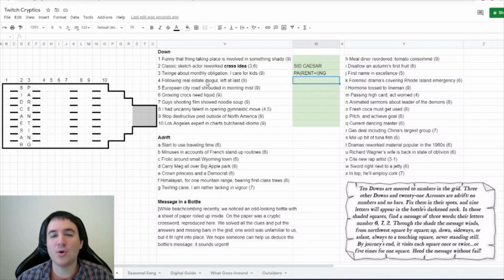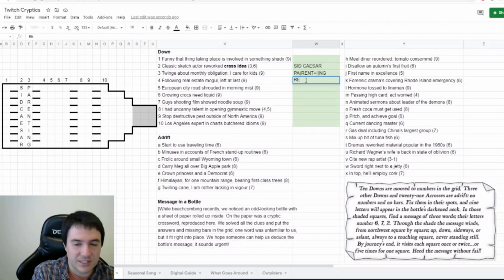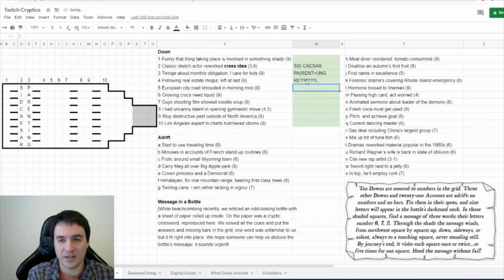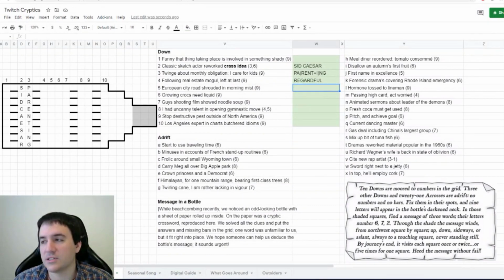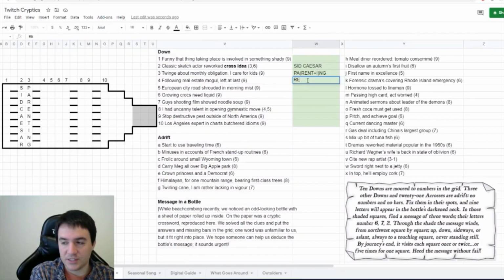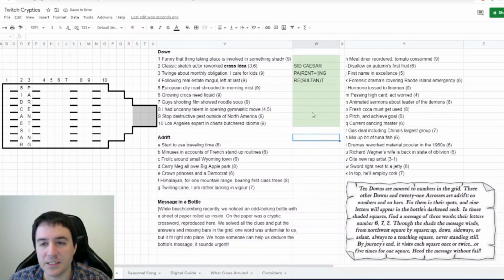Following real estate mogul left at last. I think we're doing RE for real estate, and then a 6-letter word that means mogul, and then an L. Good point, Citizen Raw points out left at last. Instead of putting an L at the end of the word, L for left, that could mean take the last letter of left to get a T. It's resultant, where we have sultan in between RE and T.